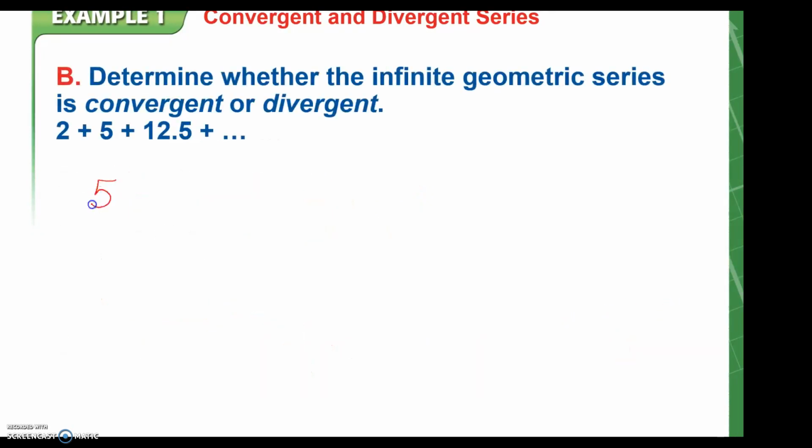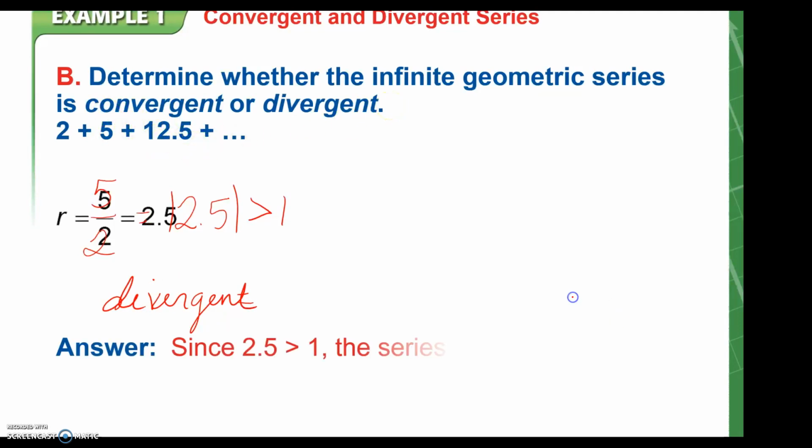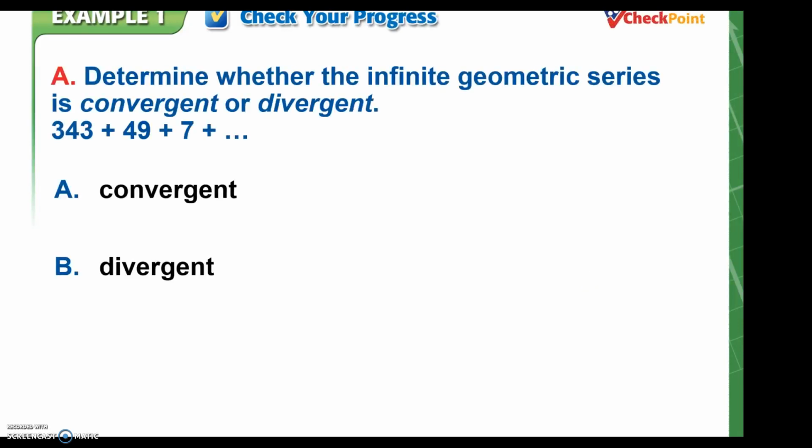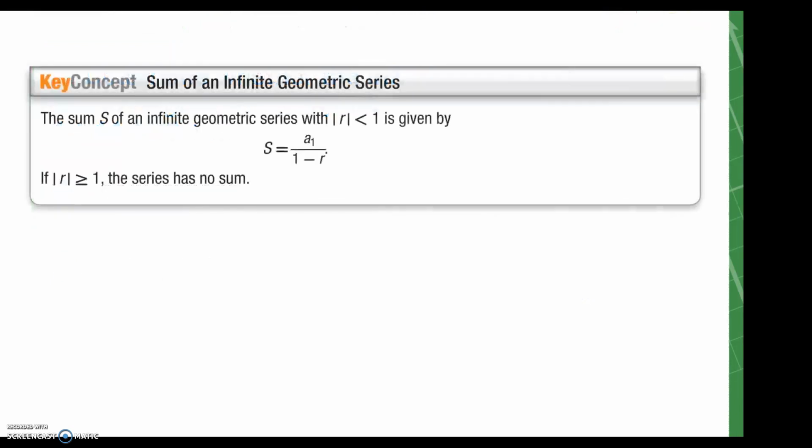Here, if I take 5 divided by 2, I get 2.5. And the absolute value is greater than 1. So this would be divergent. The values are just going to keep going and going on to infinity, getting bigger and bigger and bigger. So I'll let you go ahead and look at those two on your own. If you have questions, make sure you ask.